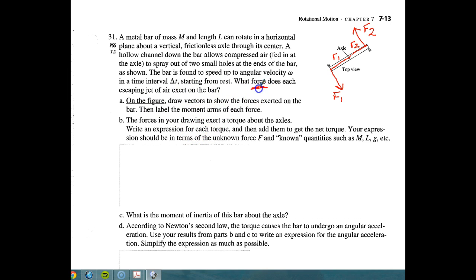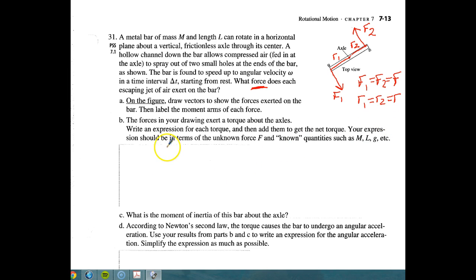Recognize what we're trying to do. It says, what force does each escaping jet of air exert on the bar? So that's what we're looking for. We know that F1 should be equal to F2, and so we're going to say that that's the overall force. And radius 1 is also equal to radius 2, so we're going to say the radius is R, and so that makes it a little bit easier to see.